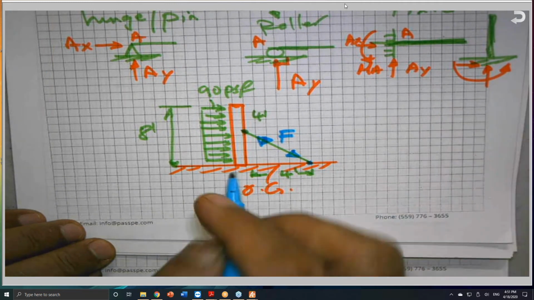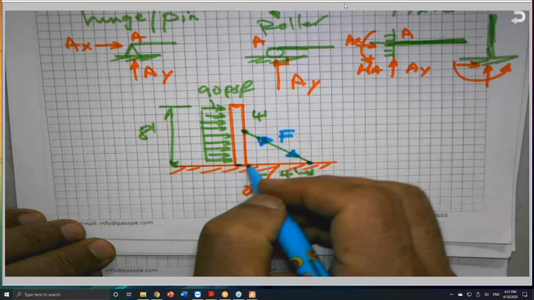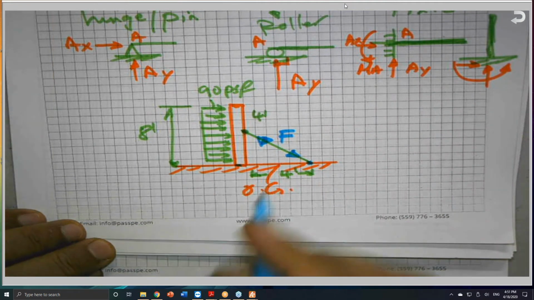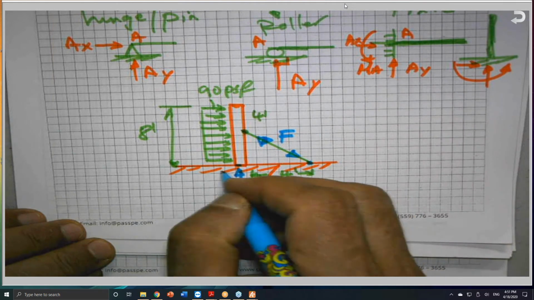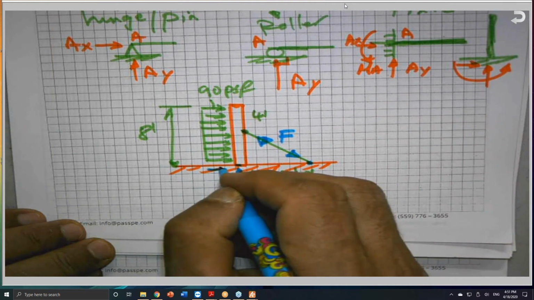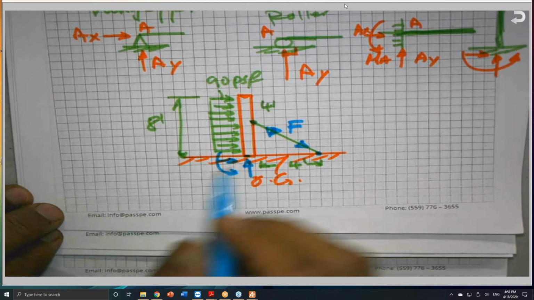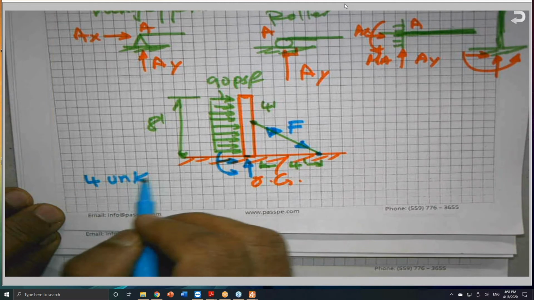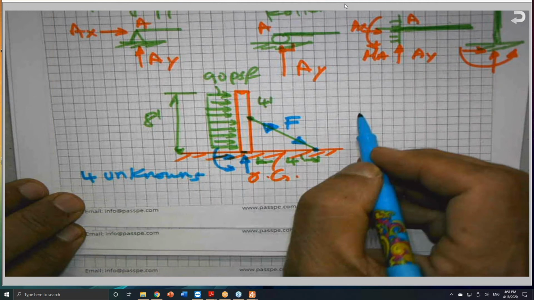So if this support here is fixed, if the billboard with the ground is fixed, I have three unknowns here. Assume it's fixed first: one, two, and I have a moment. So how many unknowns do I have if this is fixed? I have four unknowns. And this is a 2D system.